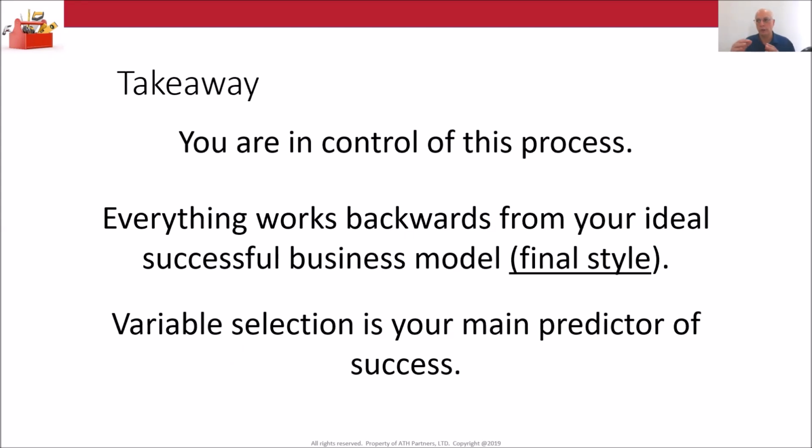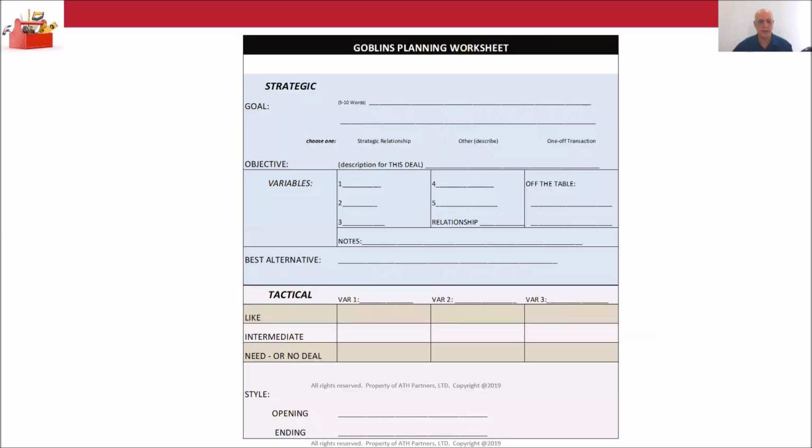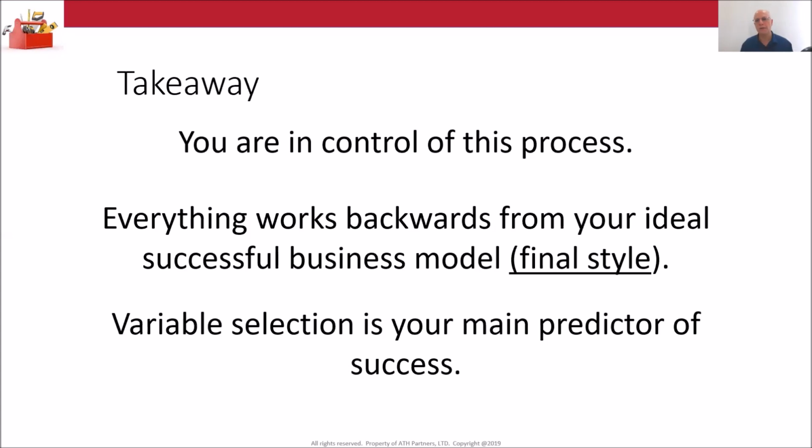Okay, we're going to go through the whole process of the Goblin's worksheet, and there it is. And then down here, actually the last thing, is the ending style. And that's what this whole process is key to. So everything works backwards from your ideal successful business model, which is the final style. And I'm going to show you how to do that in this video, or in the next video.